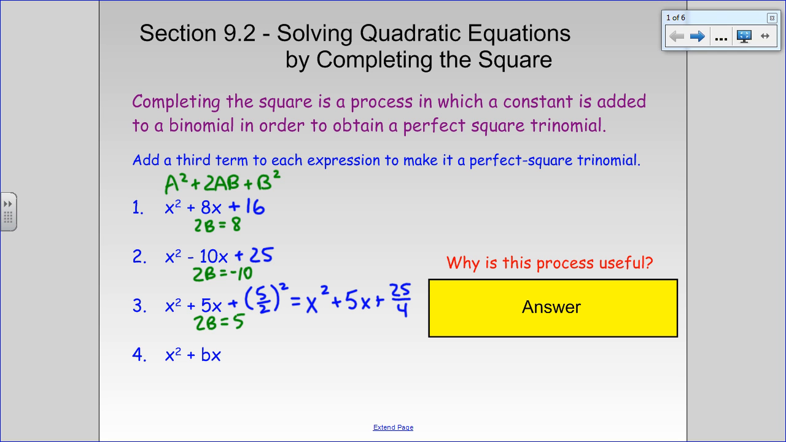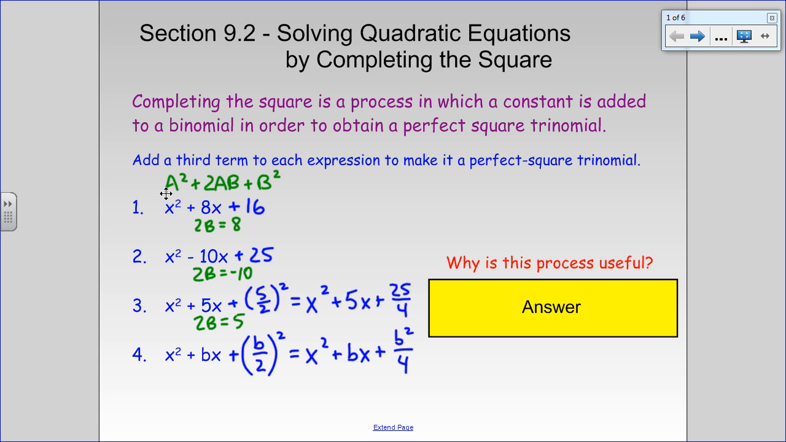And then in our fourth example, we can generalize this process a little bit to see that in any expression of the form x squared plus bx, to complete the square, we simply need to take half of our coefficient of x, so in this case that would be b over 2, and then square it. This gives us the perfect square trinomial, x squared plus bx plus b squared over 4.